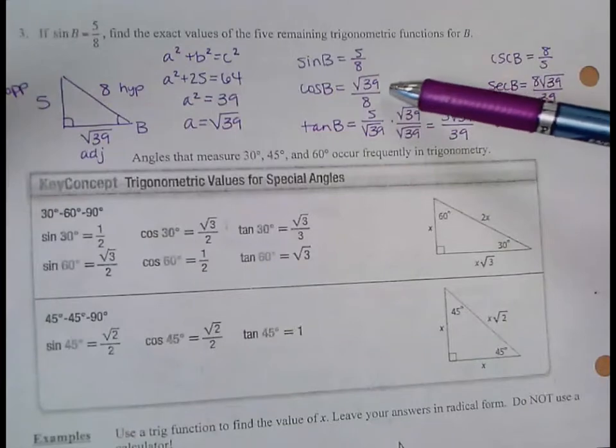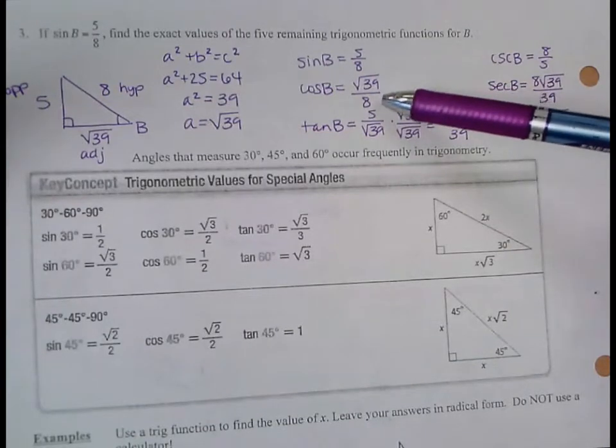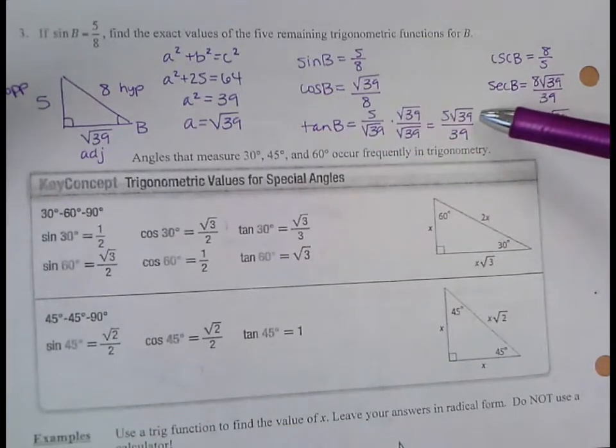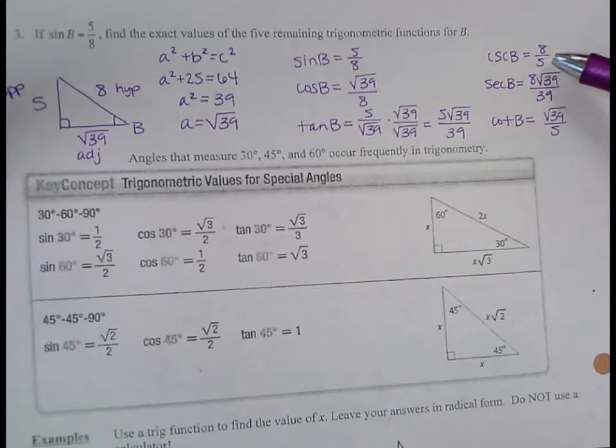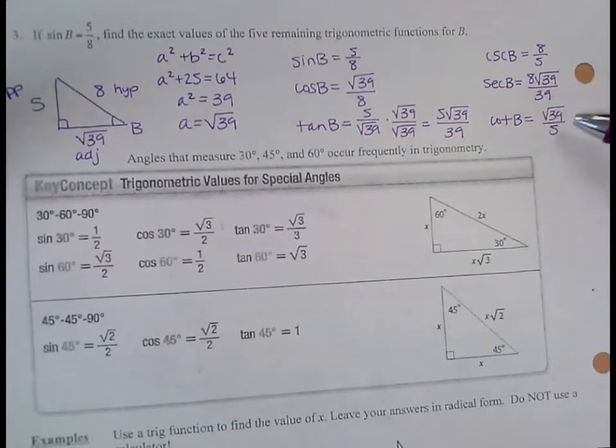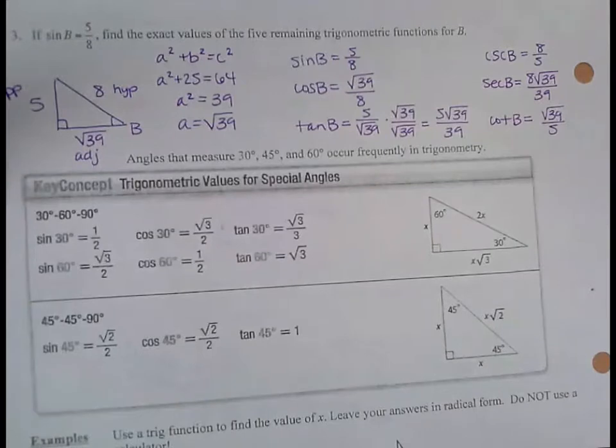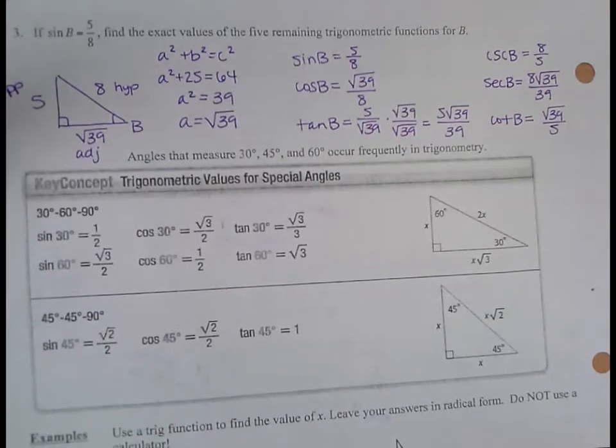So sine we were given, cosine is square root of 39 over 8. Tangent, fully simplified, is 5 square root of 39 over 39. And then cosecant is 8 over 5. Secant, when you take the reciprocal, you have to rationalize the denominator. So 8 square root 39 over 39. And then cotangent is square root of 39 over 5. Okay, so if you didn't quite finish, I can always show that again a little bit later if you need to check your answers there.